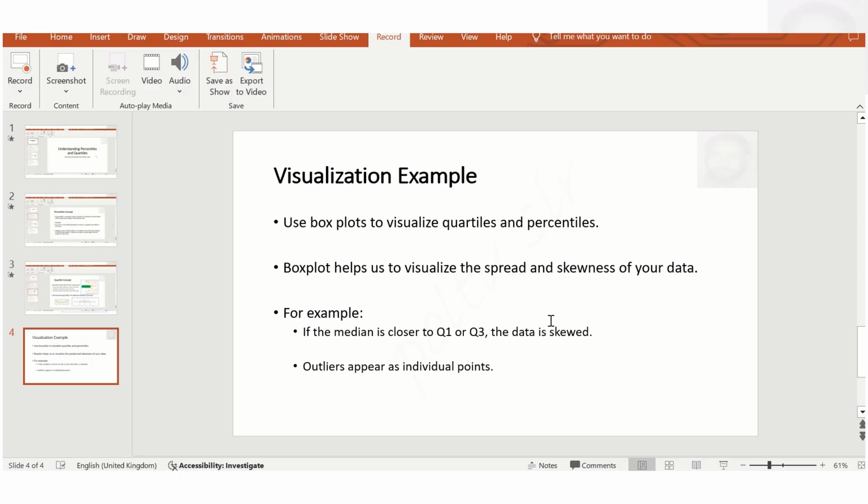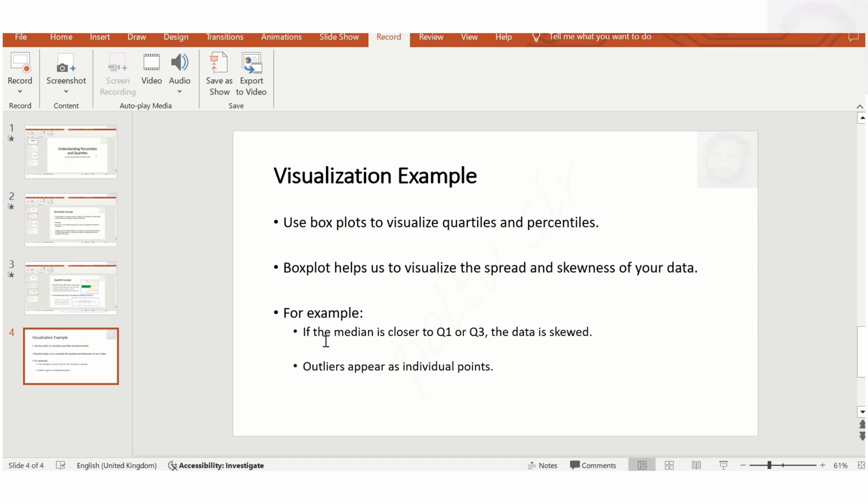Let's go back to those slides. A box plot helps to visualize the spread and skewness of our data, that is, how the data is spread and whether there is any skewness in the data. Skewness is basically when the data is inclined towards the higher or lower side. It's skewed towards a particular end, let's say. So maximum values fall towards a particular side, either the higher side or the lower side.